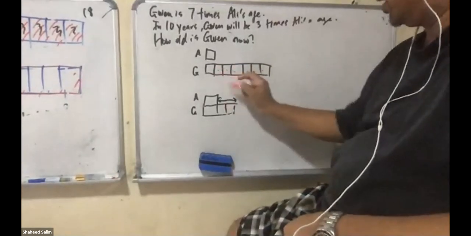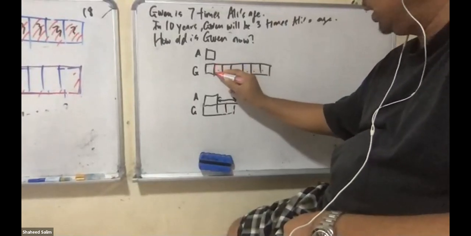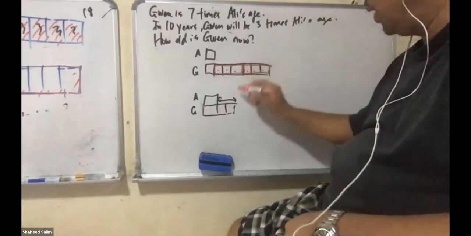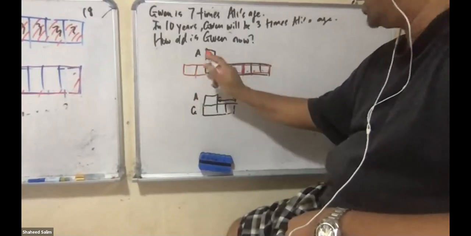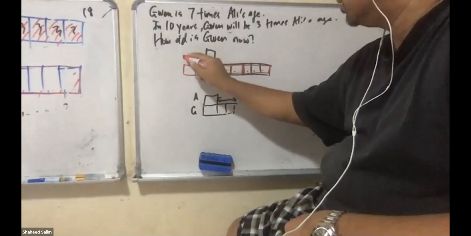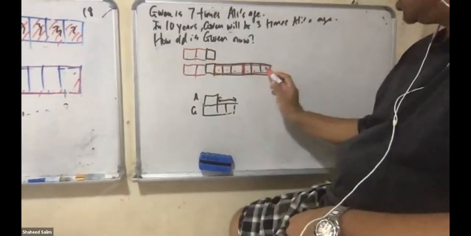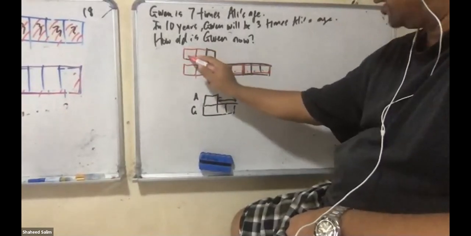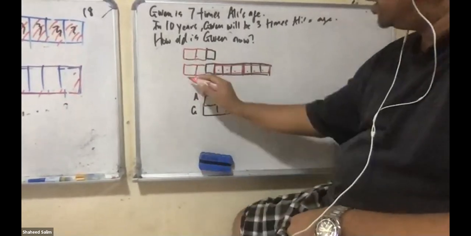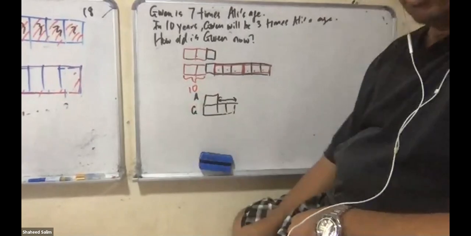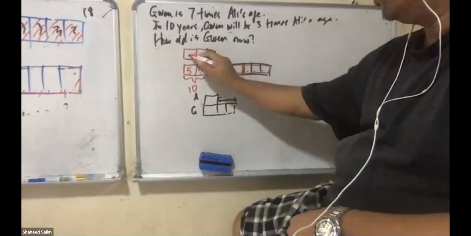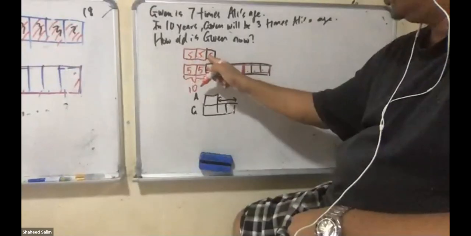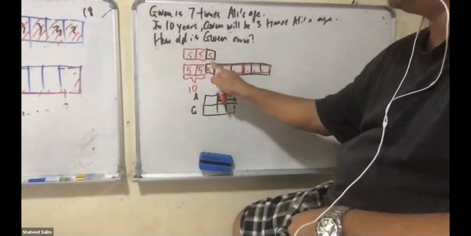Can I group it into 2 groups? One group will be how many? 3. Good. So if I want to add a third one, I must add 2 more squares. Now I add Ali, so 2 more squares. Why add 2 more squares? This is the 10 years. This is 1, 2, and 3. So 10 years is for these 2 squares. 1 square is 5 years. So Ali is 15 years old in 10 years time. Now, if we minus the 10 away, he is only 5 years old.